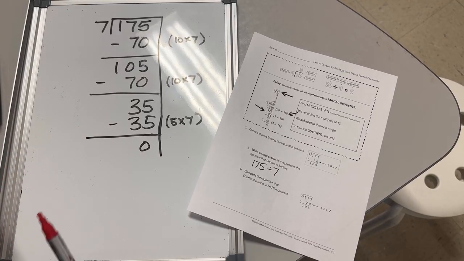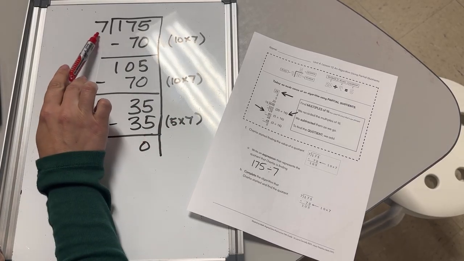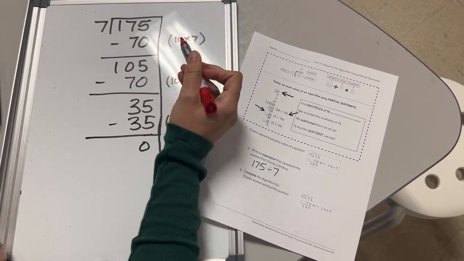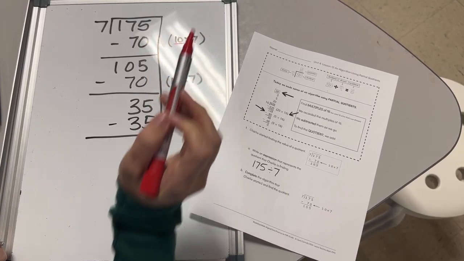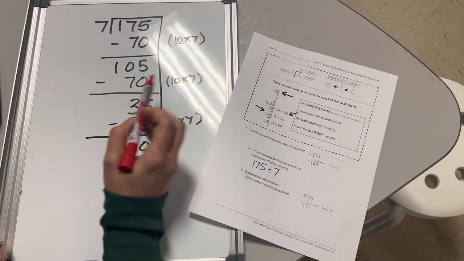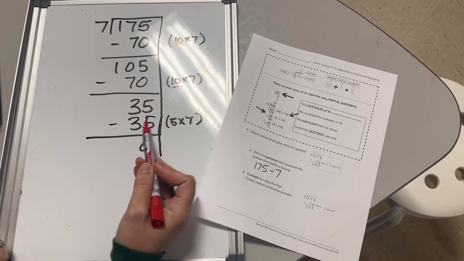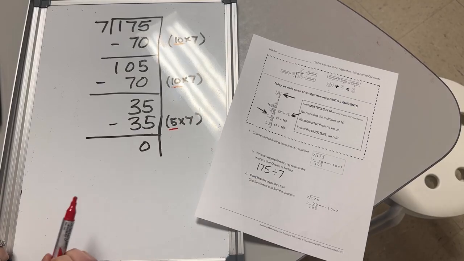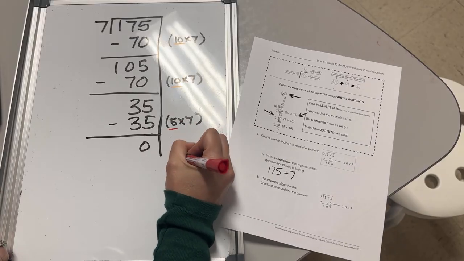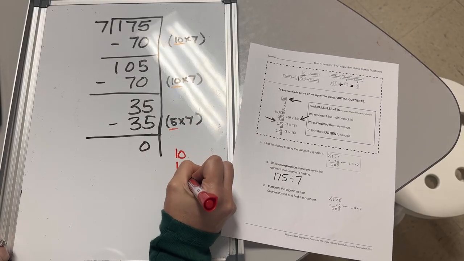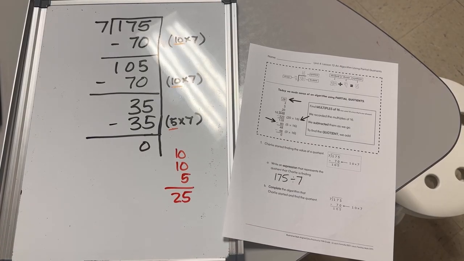So where is it? The answer is in how many groups of this divisor, the 7, I was able to make. Well, with the first time I subtracted, I made 10 groups of 7. The second number I subtracted was another 10. And the third group I subtracted was 5 groups of 7. So what I'll do is I'll add 10 plus 10 plus 5. And that should give me my final answer of 25.